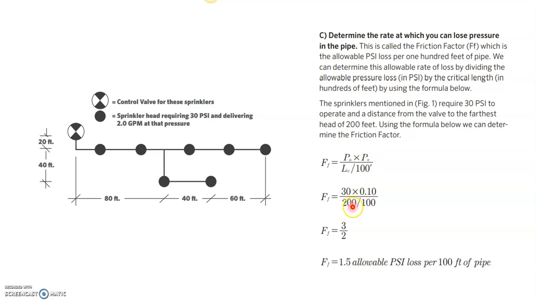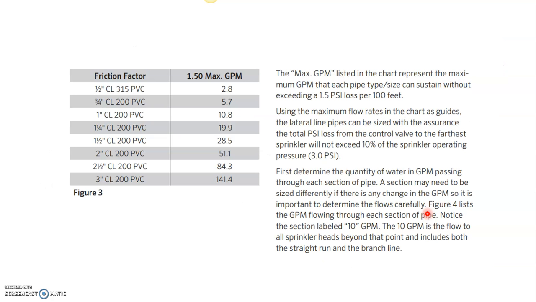So I'm just applying every formula. So 1.5 is the allowable psi loss per 100 feet of pipe. So if you take this, it is 200 feet. I'm only making sure the pressure difference stays within the 1.5 psi allowable pressure loss per 100 feet of pipe. So you cannot lose more psi than this per 100 feet of pipe. This is how to calculate the friction factor.